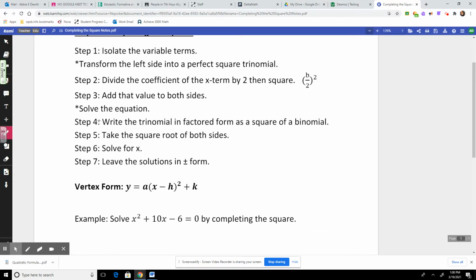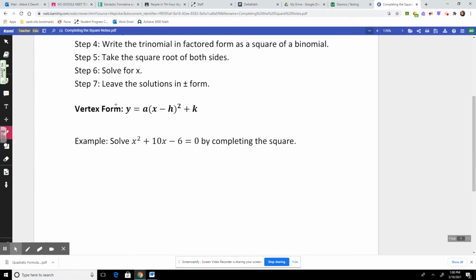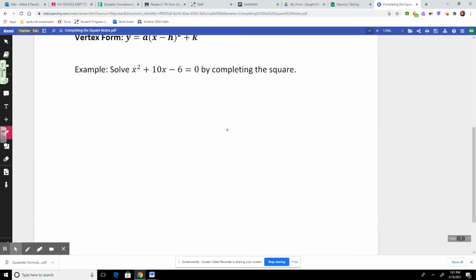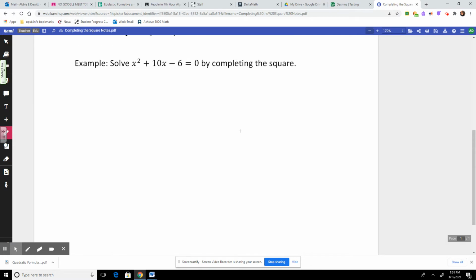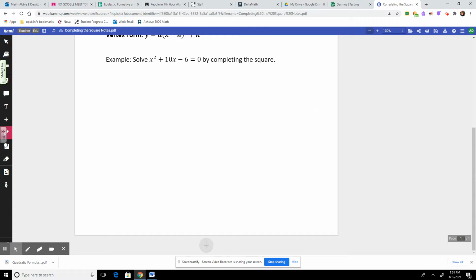Then you're going to solve the equation, and steps 4, 5, and 6 are how you solve the equation. You write the trinomial in factored form as a square of a binomial. Then you take the square root of both sides and solve for x and leave the solutions in positive negative form. Okay. And then we're going to discuss the vertex form. That way you know what the vertex form is in case you get asked a question about it on the LEAP test, which is very likely that you will see vertex form on the LEAP test.